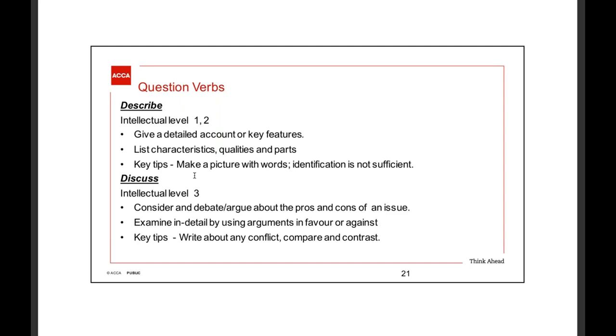The intellectual level that is higher than describe is discuss, which is similar to your evaluate and analyze just now. So when you are asked to discuss, you should consider and debate or argue about the pros and cons of the issue. You are supposed to determine it in detail by using arguments for and against. Key tip: write about what the conflict is all about. And you may want to make some comparison and contrasting of certain points in order to come up with a discussion.